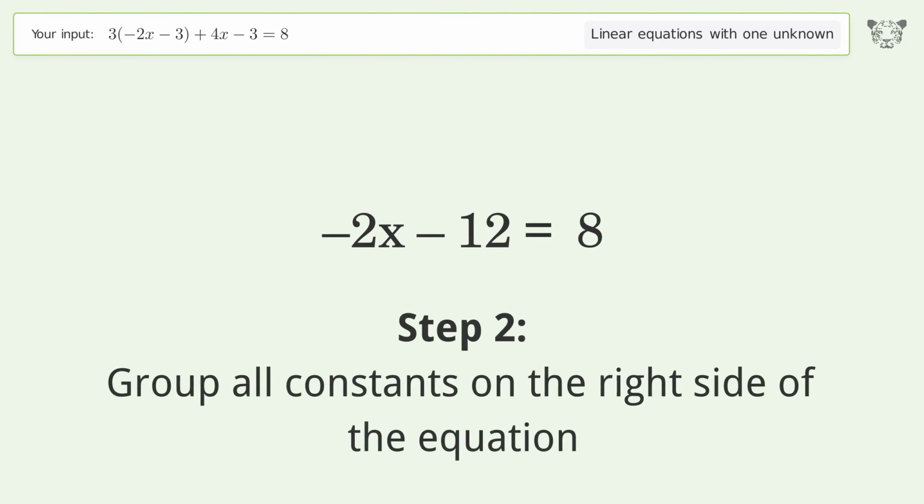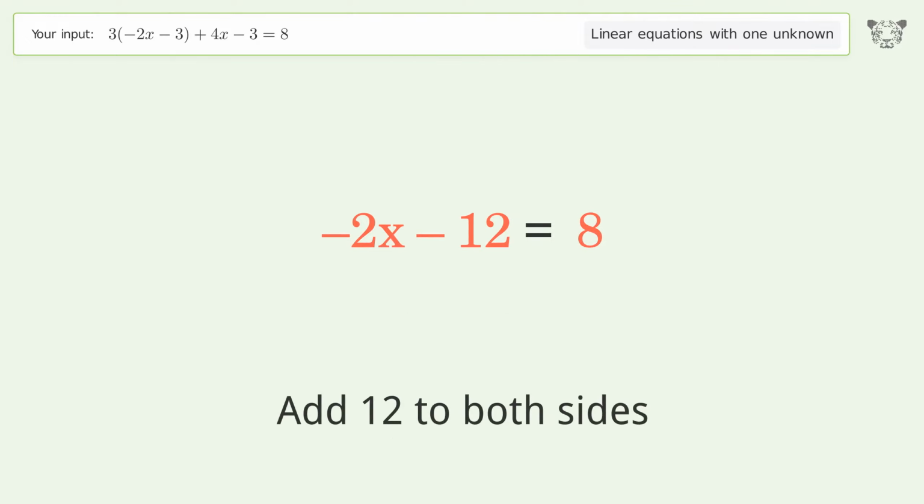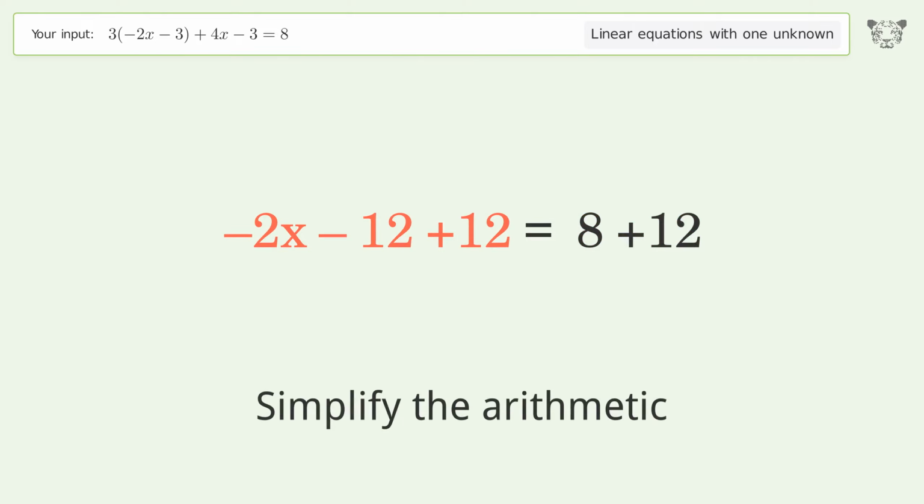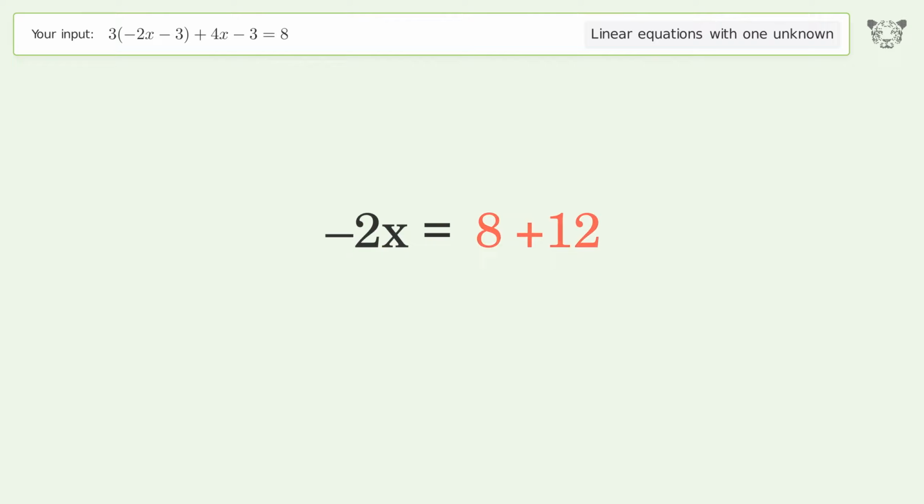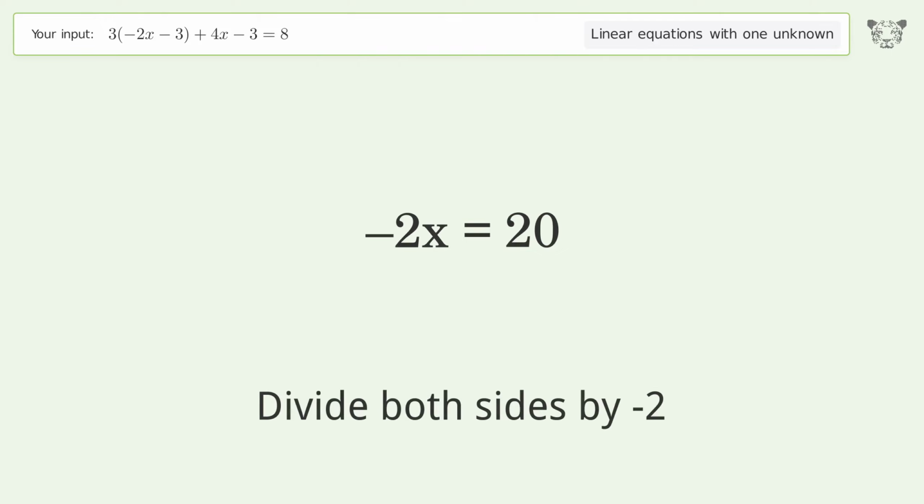Group all constants on the right side of the equation. Add 12 to both sides. Simplify the arithmetic. Isolate the x. Divide both sides by -2.